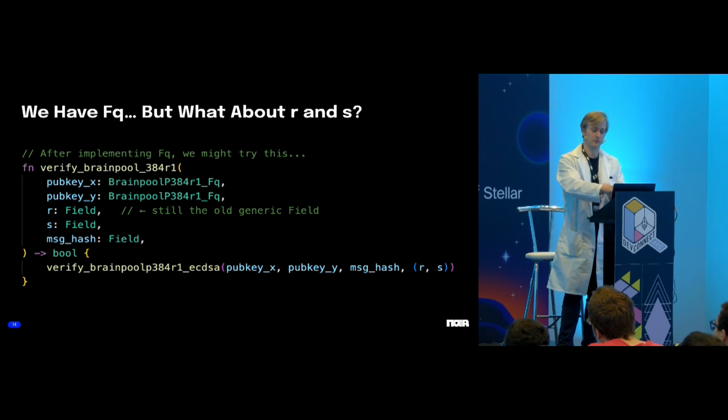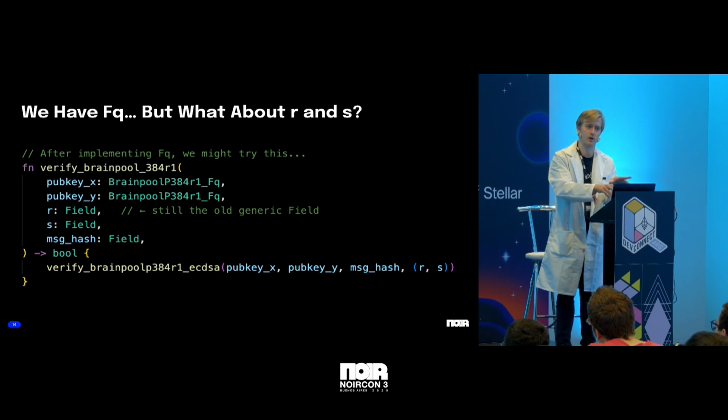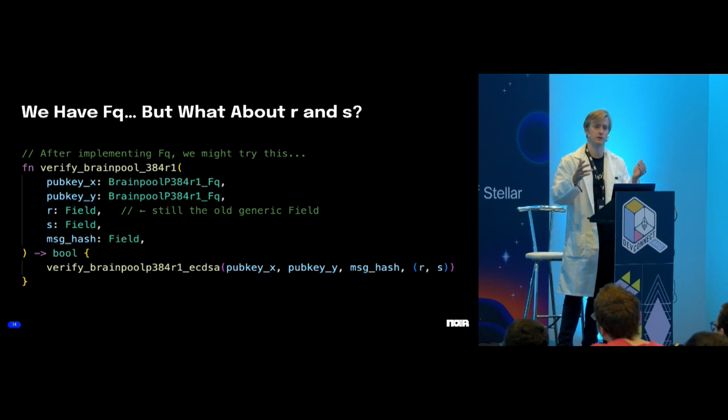Now we have, for our public key x and our public key y, a structure for our FQ that maybe we can use and start doing the actual arithmetic operations on that we want. But R and S in the verification algorithm need a different field. FQ is the base field of our curve, but we also need the scalar field to actually verify our signature, which we refer to as FR.